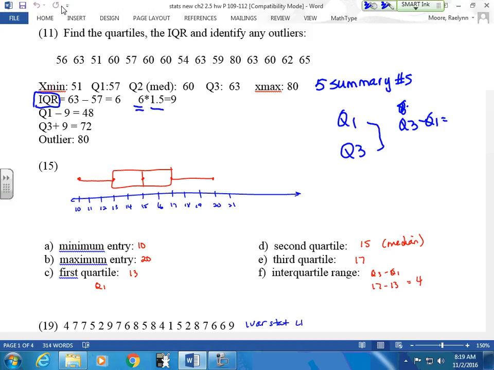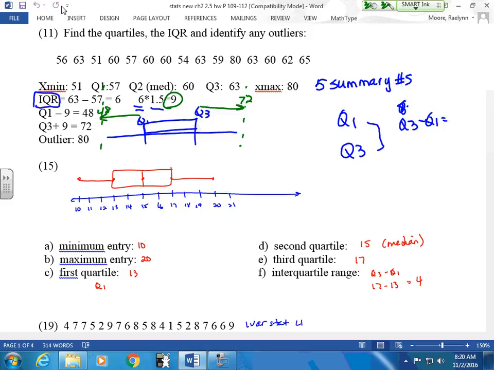Now, what it's doing is this. Here's my quartile 1. Here's my quartile 3. It's in my box, right? It's saying if I subtract this number from quartile 1, so quartile 1 minus that puts me at 48. Quartile 3 plus 9 puts me at 72. This is the allowable data that I consider normal. Anything outside of that, to the left or to the right, I consider an outlier.